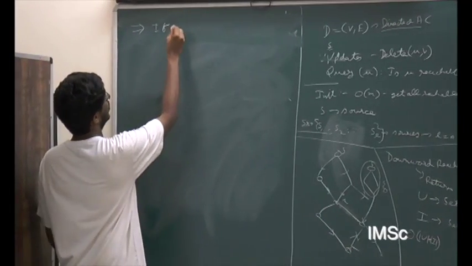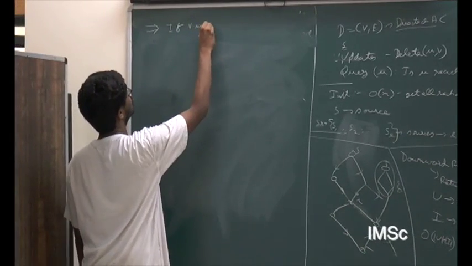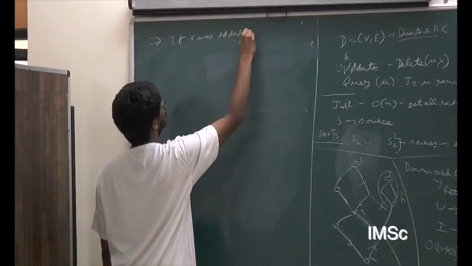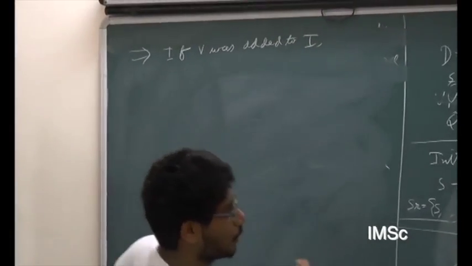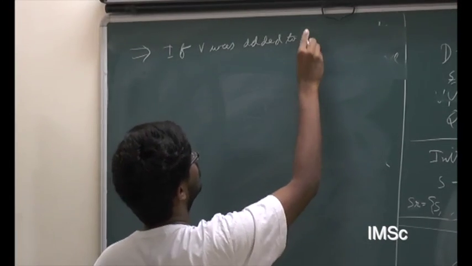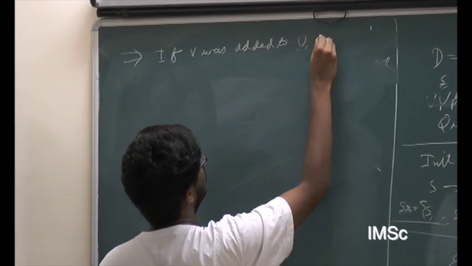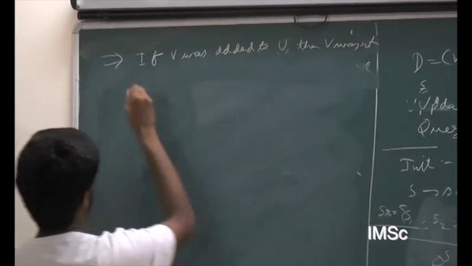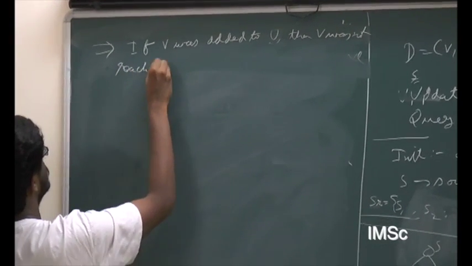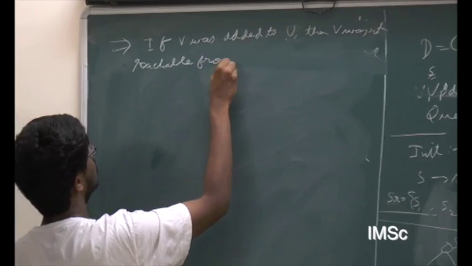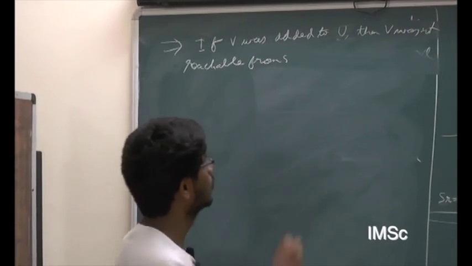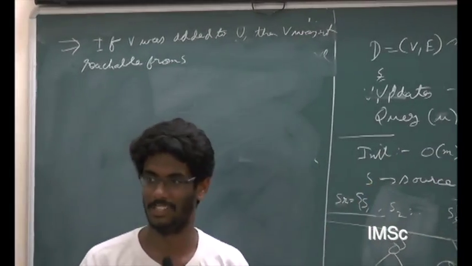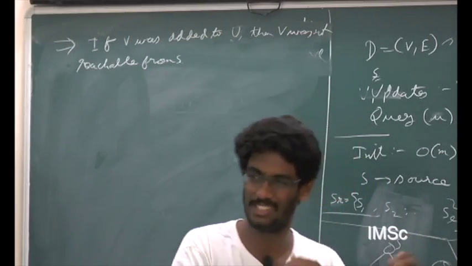So what we'll want to prove is if V was added to I or U, sorry, U, then V was not reachable from S. There's a proper formal proof using induction. We'll not get into the actual formal proof. We'll just look at why it's done.